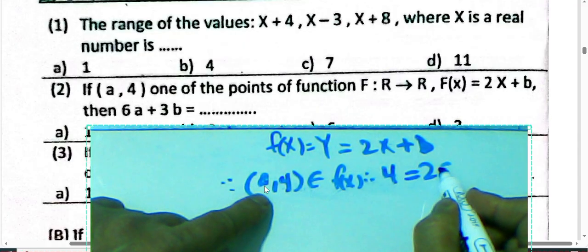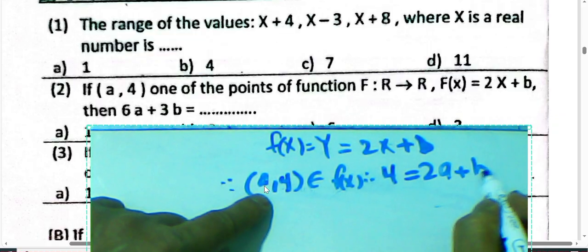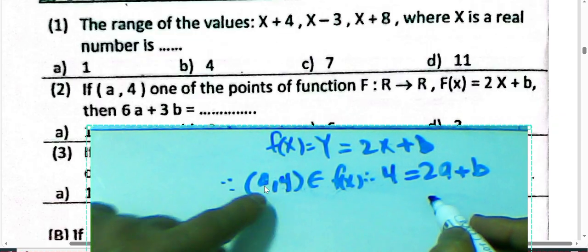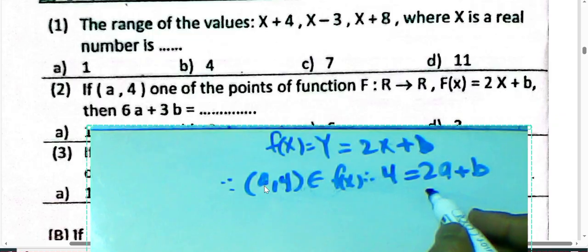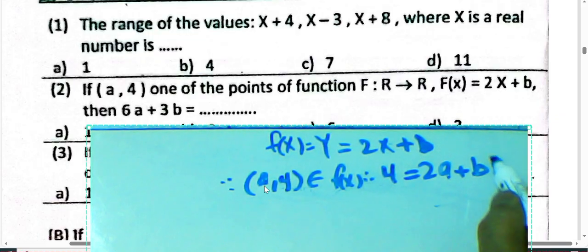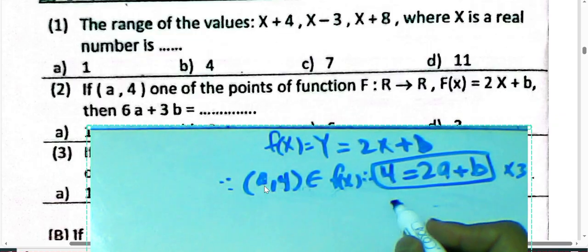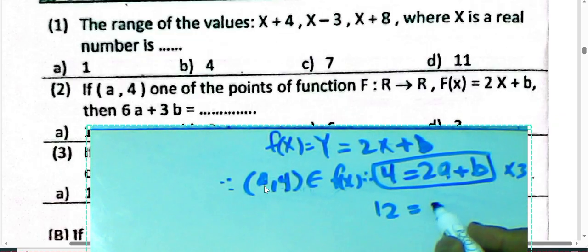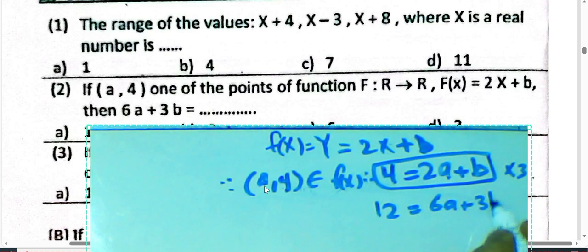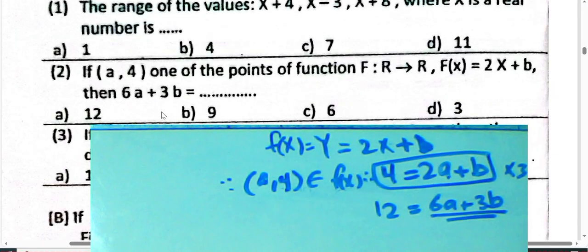2a plus b. He wants to find the value of 6a plus 3b. Okay, if we multiply both sides of the equation by 3, what happens? Look here, 3 times 4 equals 12, and 3 times 2a equals 6a, and 3 times b equals 3b. Then 6a plus 3b equals 12. So the solution to this example will be 12.